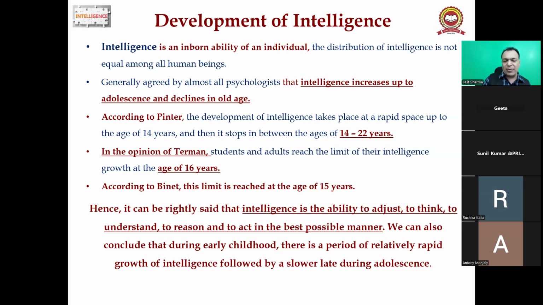Okay. So number first, again we read that intelligence is the inborn ability of an individual. The distribution of intelligence is not equal among all human beings. It is generally agreed by almost all the psychologists that intelligence increases up to adolescence and declines in old age. This is called, now guys, the formative years.